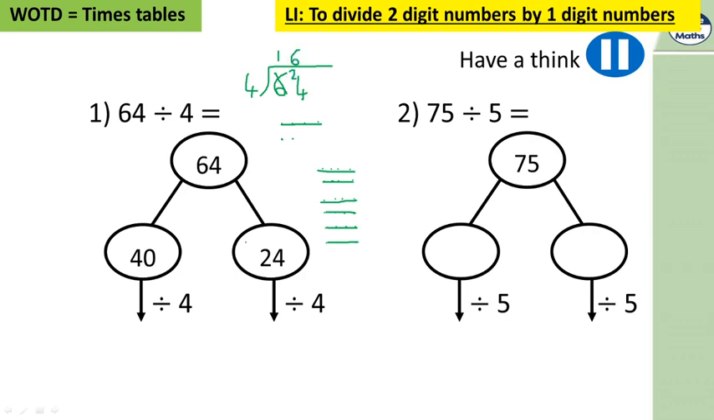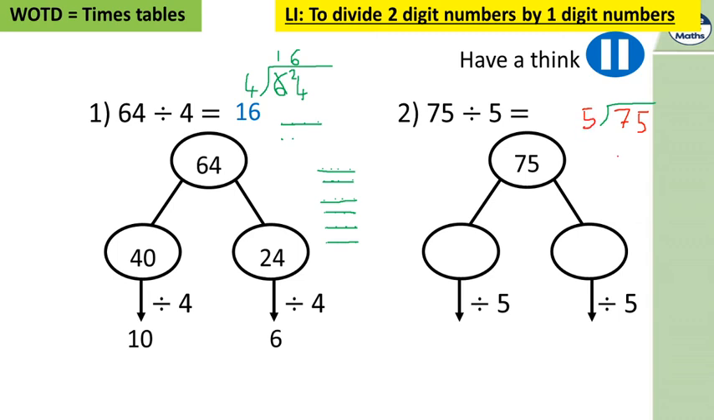So the answer there is 16. If we have a look at this side, let me just get my bus stop out. I'm going to have to change back to red because once again I find it hard to pick out that green. So I've got 75 divided by 5.